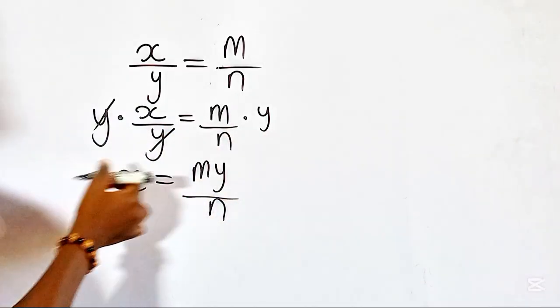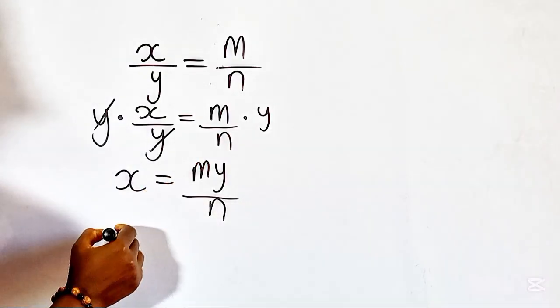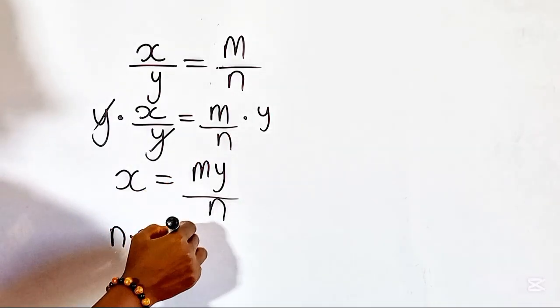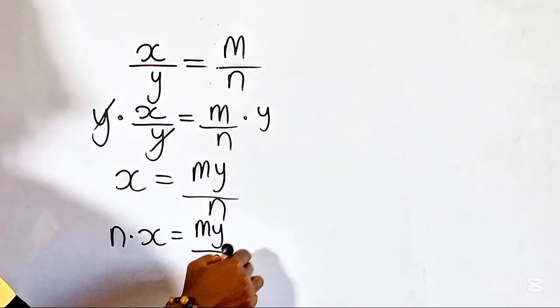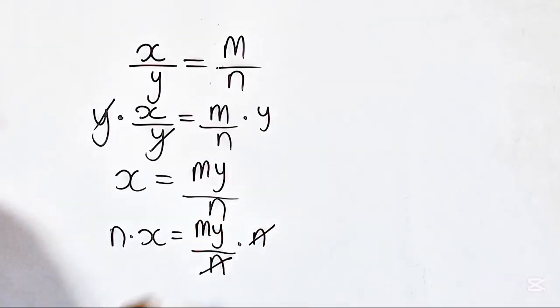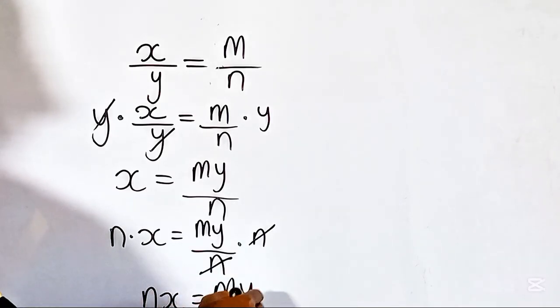Now we want to get rid of this denominator n. To do that, we are also going to multiply both sides of this equation by n. So we have n multiplying x is equal to my over n multiplying n. So this n, we take care of this n. We have n times x to give us nx is equal to my.